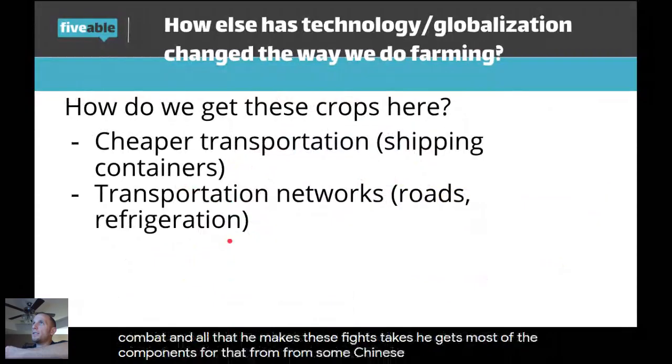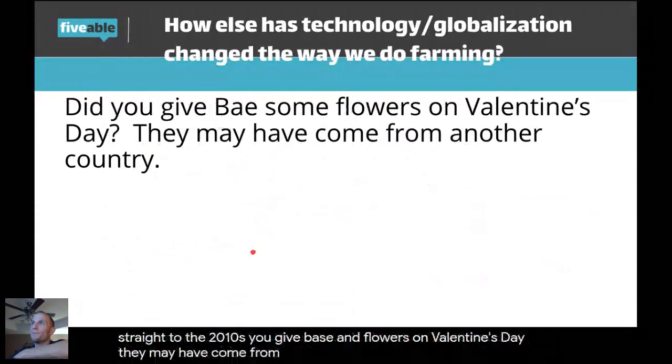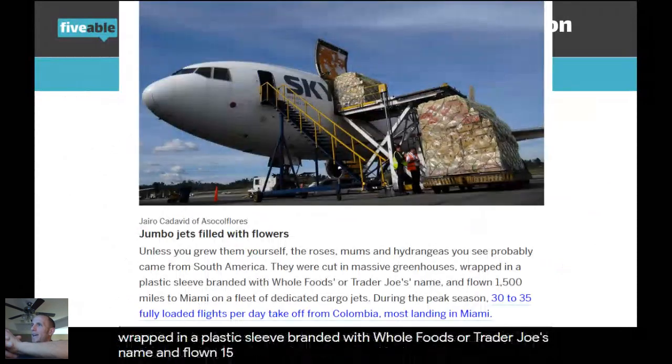I say that because, to go back straight to the 2010s, did you give Bae some flowers on Valentine's Day? They may have come from another country. Holy mess. Unless you grew them yourself, the roses, mums, or hydrangeas you see probably came from South America. They were cut in massive greenhouses, wrapped in a plastic sleeve branded with Whole Foods or Trader Joe's name, and flown 1,500 miles to Miami on a fleet of dedicated cargo jets.